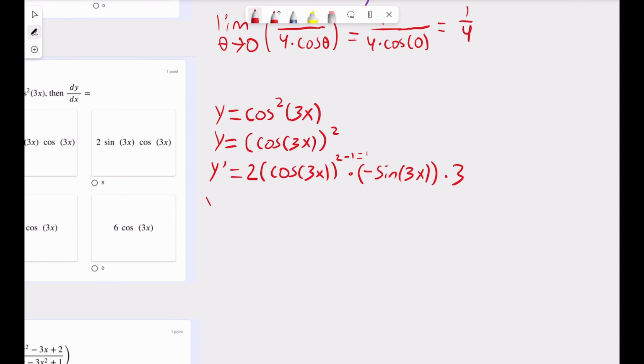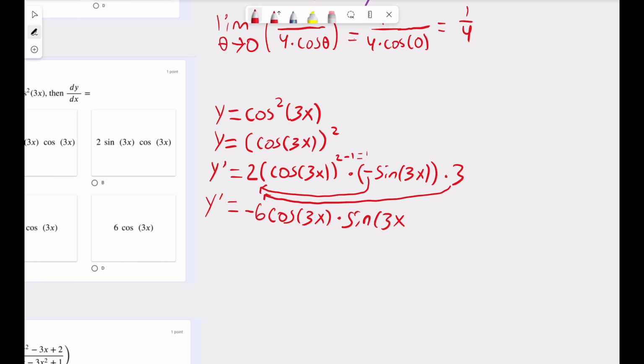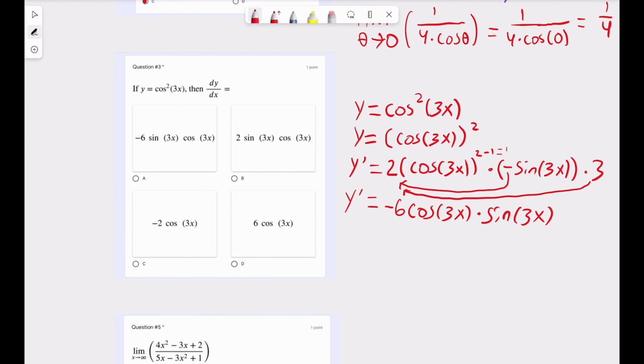And so our final answer is y prime is equal to, and we're going to bring the negative to the front and the 3 to the front. So it'll be negative 3 times 2, negative 6, times cosine of 3x times sine of 3x. So looking at our answer choices, it would be A.